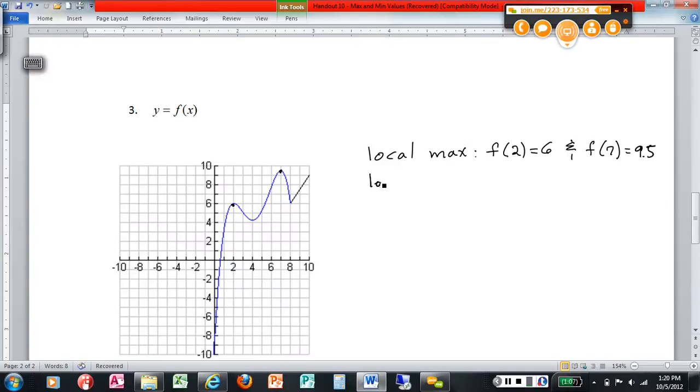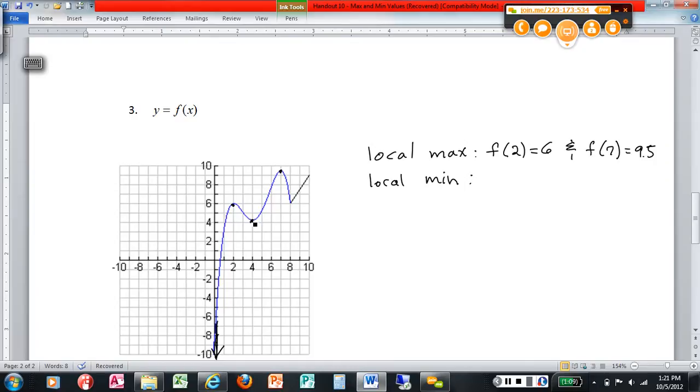All right, local mins. Well, minimum-wise, this piece right around the y-axis, that piece is just headed downward, so there's not a minimum there. It just keeps going further and further down. But locally speaking, I do have a couple of those, don't I?